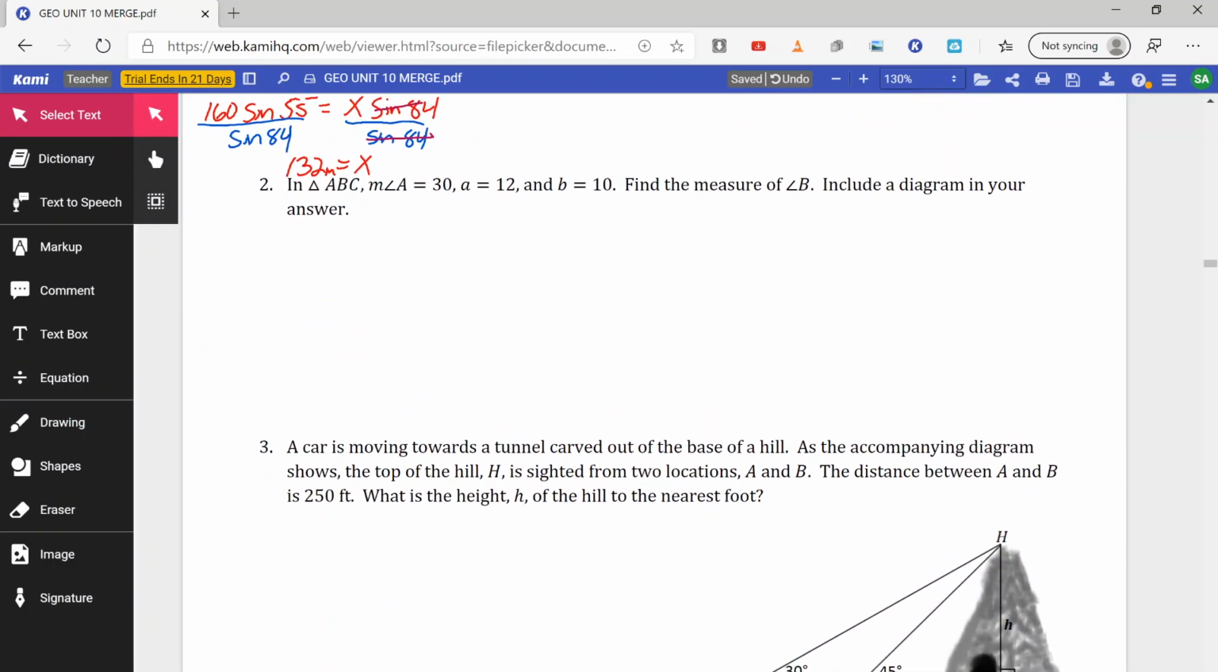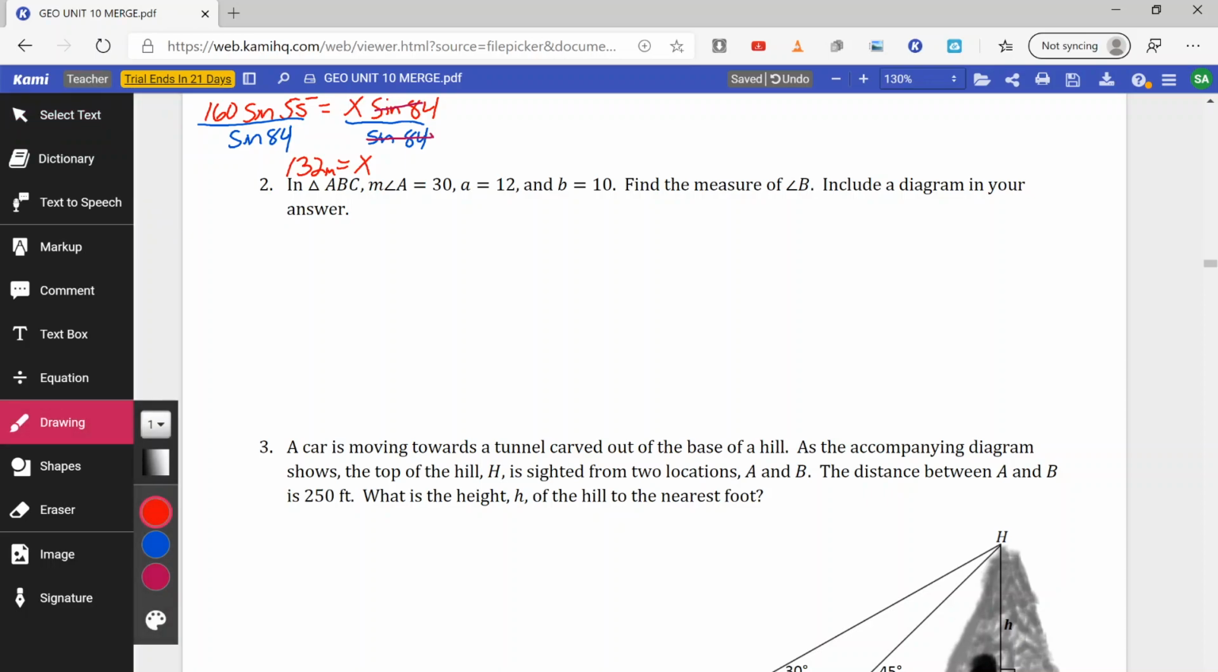Now for number 2, we have triangle ABC. We are told angle A is 30, a is 12, b is 10. We need to figure out angle B and include a diagram. So basically they're telling us draw a picture and figure out the angle that we're missing here. So we have triangle ABC. So angle A is 30 degrees.